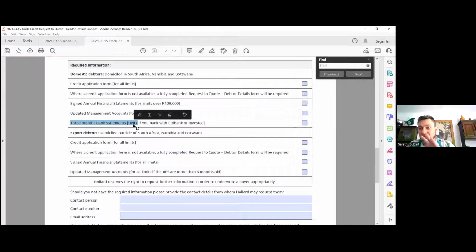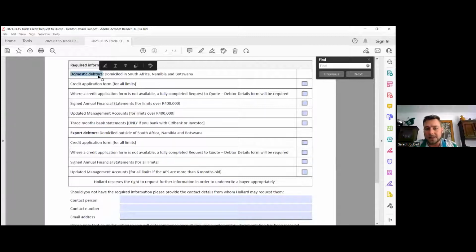We use all of that information. We use the financials on the management accounts to get a position of the business. And then the bank statements obviously would help us. But if we can't get hold of them, we can make decisions without them. Okay, then the only real difference between a domestic debtor and an export debtor is that we would want the signed financials and the updated management accounts for all limits.